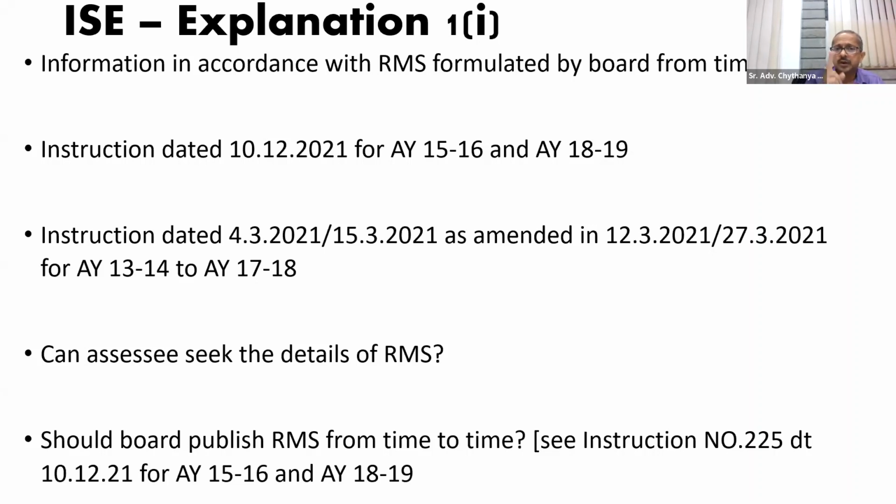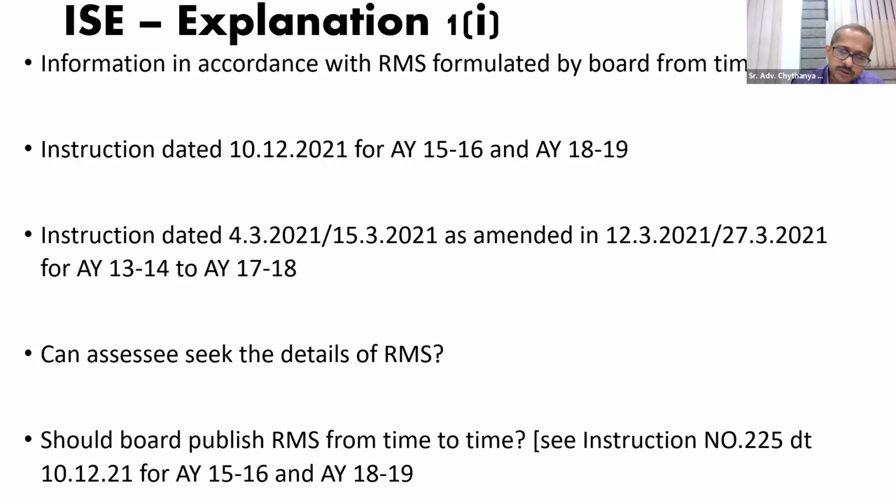If you look at it, there are two instructions which we have traced. One is dated 10/12/2021, for assessment years 2015-16 and 2018-19. This dealt with a situation where assessing officers were asked to upload in their verification report utility all these cases of risks. They have in fact given a list of cases and situations. Through this instruction, they have told the assessing officer to look at these guidelines. Wherever your case comes under any of these guidelines, upload it in the verification report utility, so it will be available with the central server.